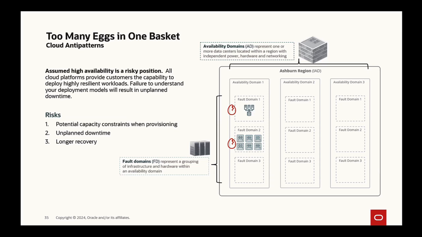Again, fault domains have separate networking, separate power, separate compute, separate storage. If we had an issue in that one room, your workload probably would have been able to stay up and running because you had it in a different fault domain. Same idea when it comes to availability domain.